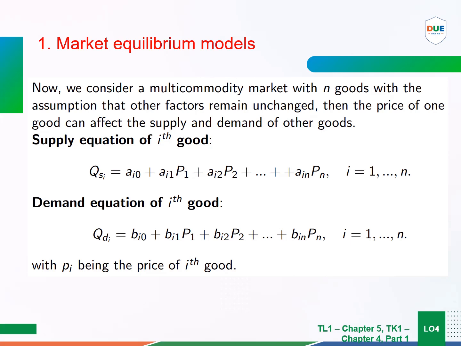Suppose there are n goods in the market. The important idea is that the price of one good may affect not only its own supply and demand, but also the supply and demand of other goods. For good i, the supply and demand quantities are written as a linear function of all prices. So, both supply and demand for one product may depend on the entire vector of market prices.